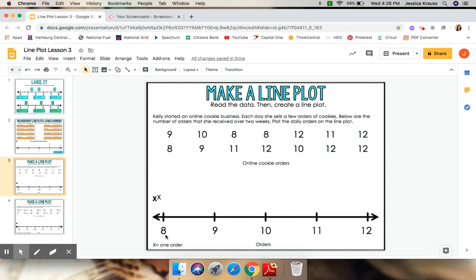So I'm going to start at the number 8. I need to decide how many number 8s there are. So let's count. 1, 2, 3. So I know that if each x equals 1 order, I need to do 3 x's over that number 8. Now remember, I'm going to try my best to make them as neat as possible, stack them up. All right, so you're going to do the same thing for numbers 9, 10, 11, and 12. Figure out how many orders there were with that number, and then use the X over here to finish the line plot.